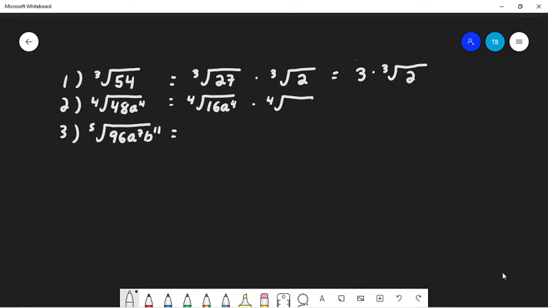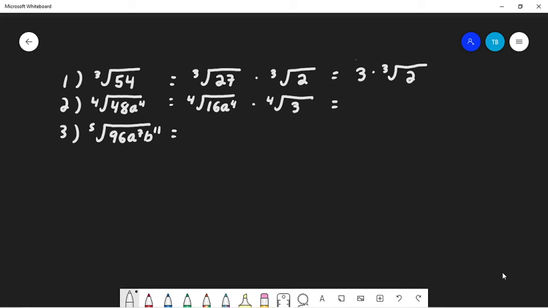Now, what is that something else? Well, then we say, okay, 16a to the fourth, how many times does that go into the original radicand of 48a to the fourth? And I'm thinking about it, and that's going to be 3 times. So we can say the fourth root of 3. And then last step, again, we simplify. What is the fourth root of 16a to the fourth?